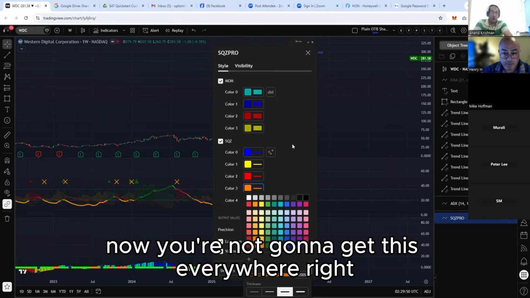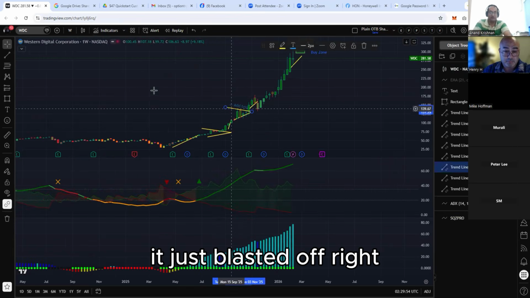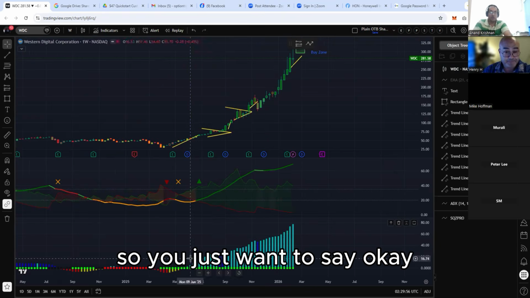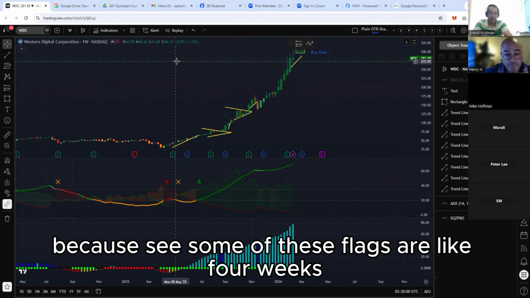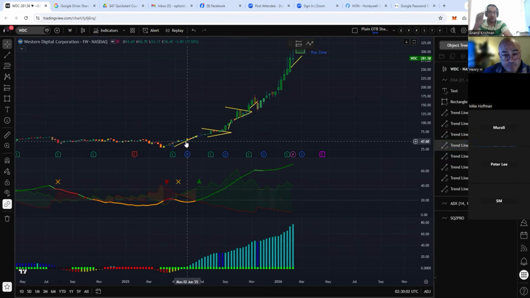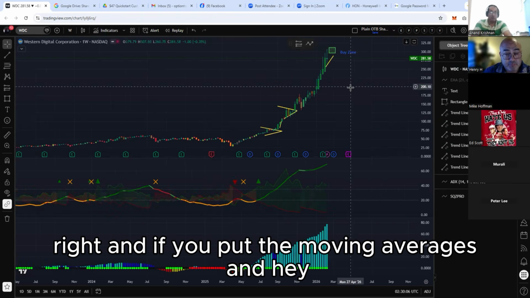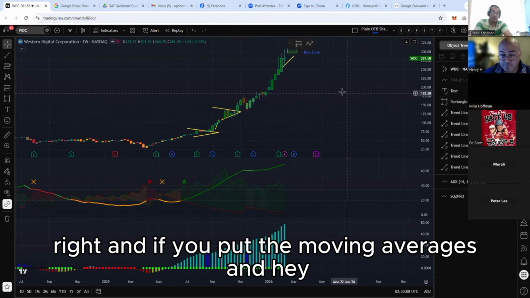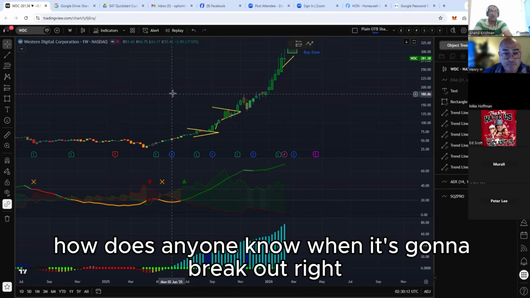Now you're not going to get this everywhere. Like in here, it just blasted off. So you just want to say, okay, whenever it pauses and maybe comes back, because some of these flags are like 4 weeks, which gives you quite a bit of time to observe it. And if you put the moving averages, maybe you missed the bottom squeeze, that's fine, because how does anyone know when it's going to break out?